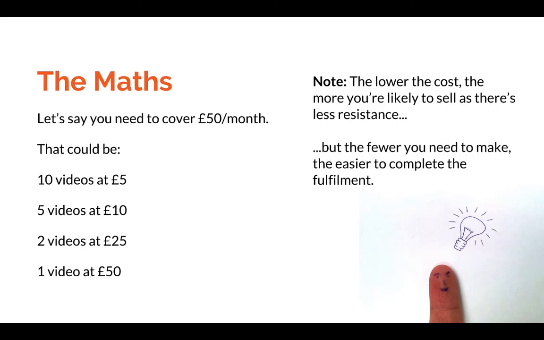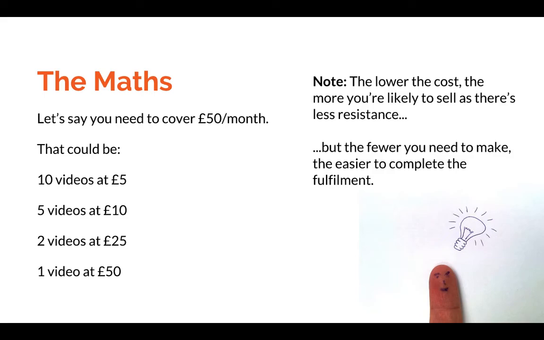So let's say you need to cover £50 a month. You could sell 10 videos at £5 each. That gives you your £50 a month. Now you might say, hang on, 10 videos? I'm not going to make 10 videos. Well, if you're using something like Viddyoze, where you just upload the logo and export it, it doesn't take long to do 10 videos. We're not messing about with customizations at this stage. So yeah, it doesn't take very long.